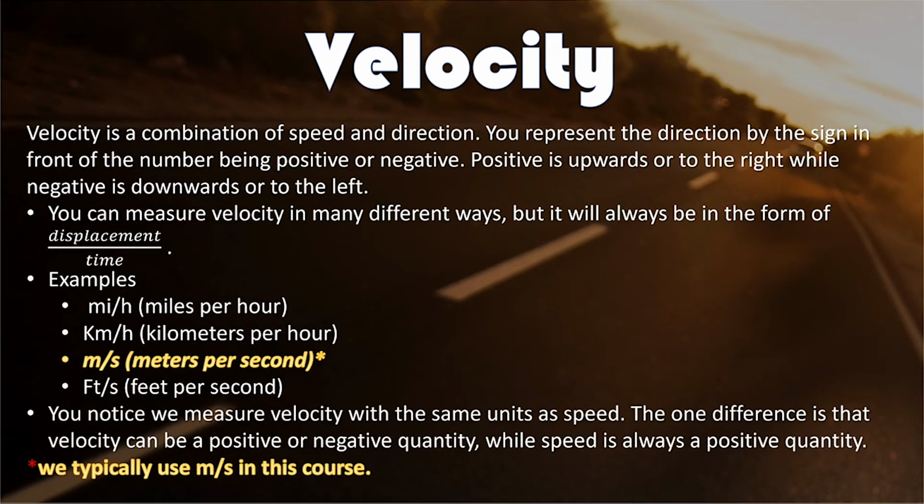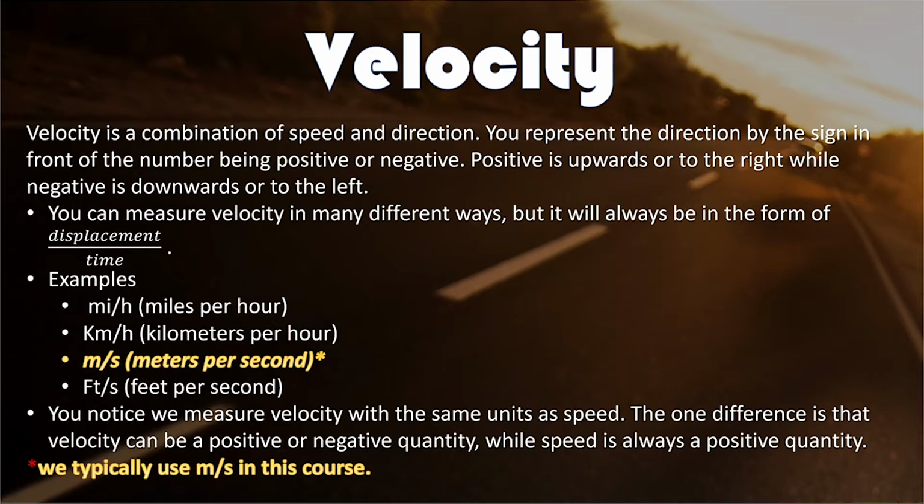So we measure velocity the same, but the difference is the sign we put in front of the number. We can tell if the object is moving in the positive direction or the negative direction by putting a positive sign or a negative sign in front of the number. And that way we know which way the object is moving, and that's the extra information you get from velocity when you compare it to speed. Which way is the object moving?